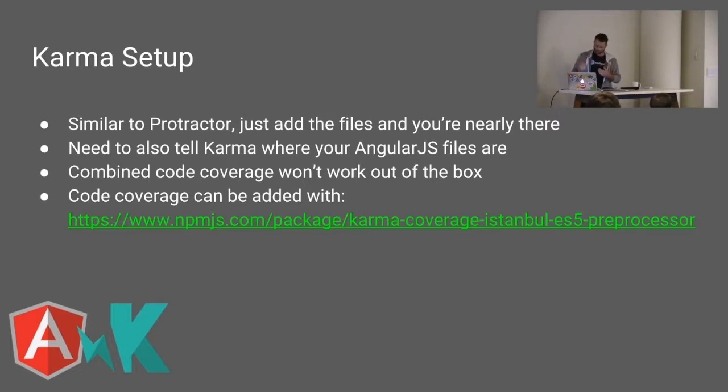So I wrote a simple Karma plugin that will do that for you. You can throw it in alongside the rest of your config, and all the config I have, again, is on the GitHub repo. If you add this in, you'll get a combined code coverage report, which will give you code coverage for both Angular and AngularJS side by side.